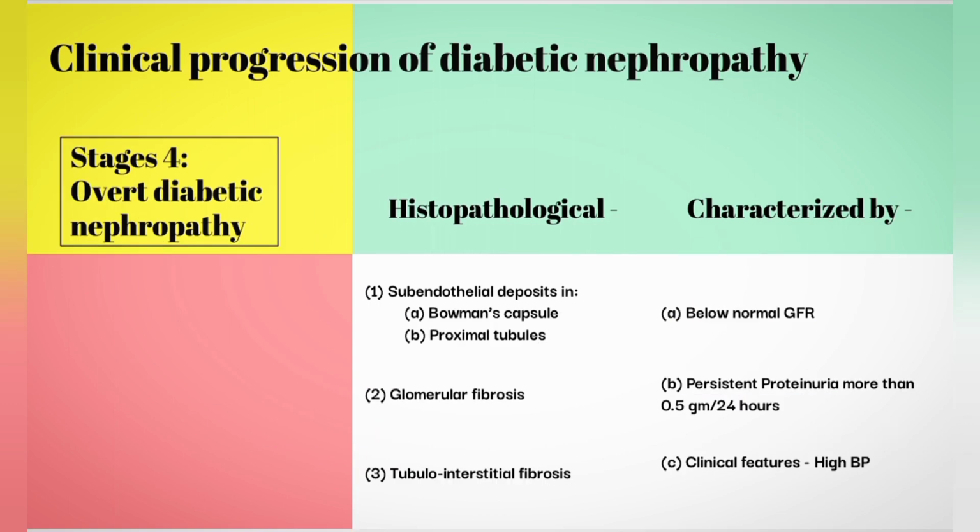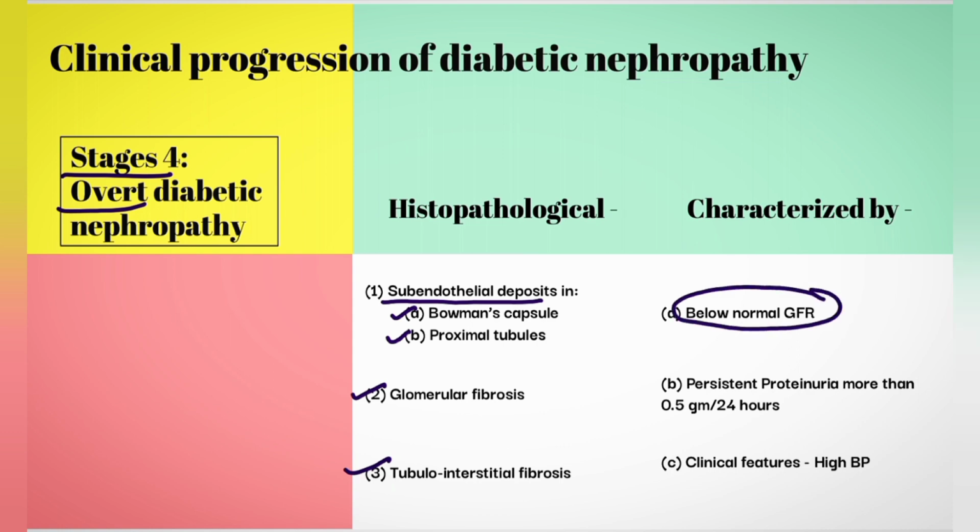Coming to stage 4, that is known as overt diabetic nephropathy, the histopathological changes found are deposits in the subendothelial tissues, mainly in the Bowman's capsule, some endothelial deposits in proximal tubules, glomerular fibrosis, and tubulointerstitial fibrosis in this stage. This stage 4 is characterized by below normal glomerular filtration rate.